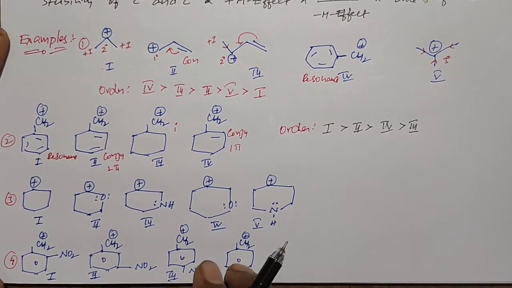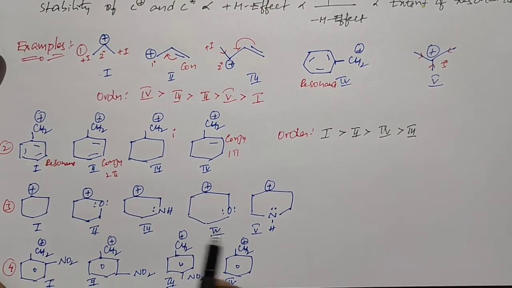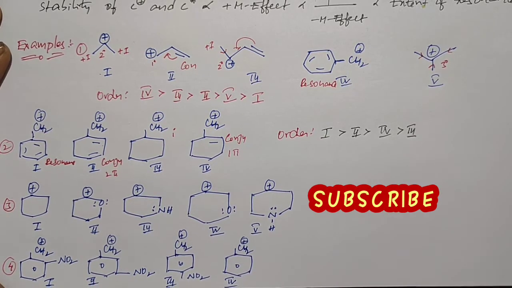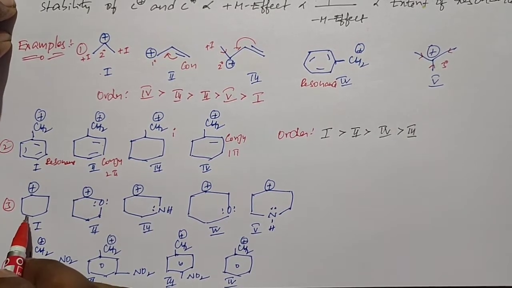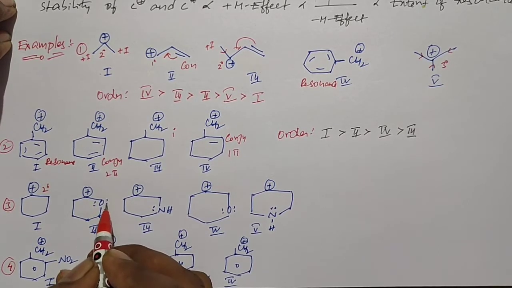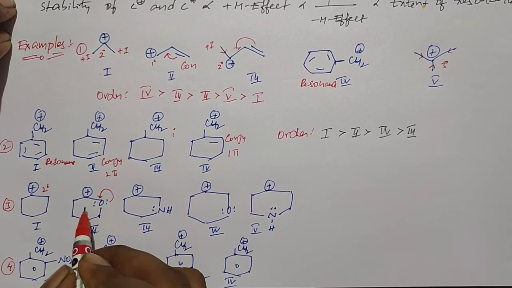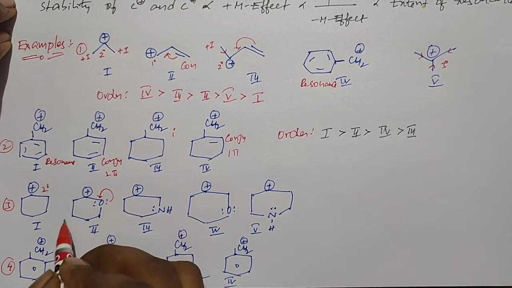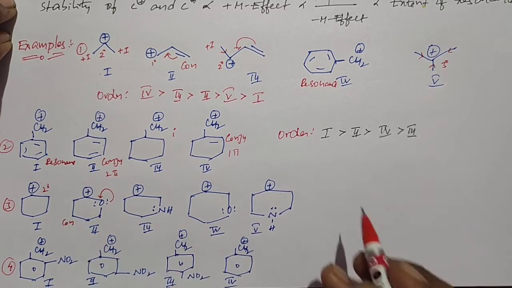And next example, example 3. In example 3, we have 5 structures. We need to arrange these 5 structures based on their order of stability. The first structure is just a secondary carbocation. In the second structure, the lone pair electrons present on the oxygen can participate in the conjugation. Here conjugation exists between the lone pair and the positive charge. If conjugation is involved, that is more stable.